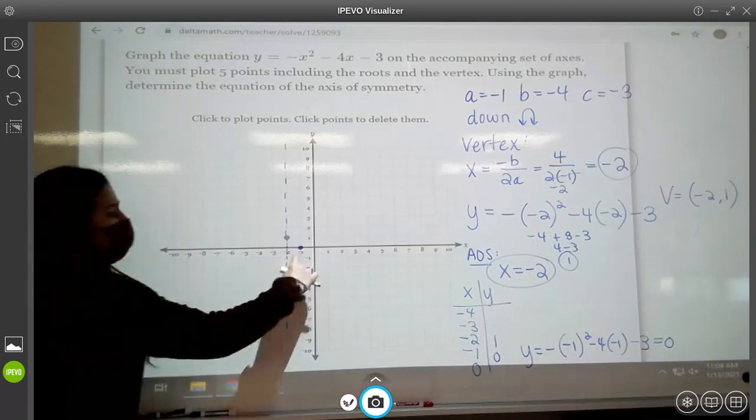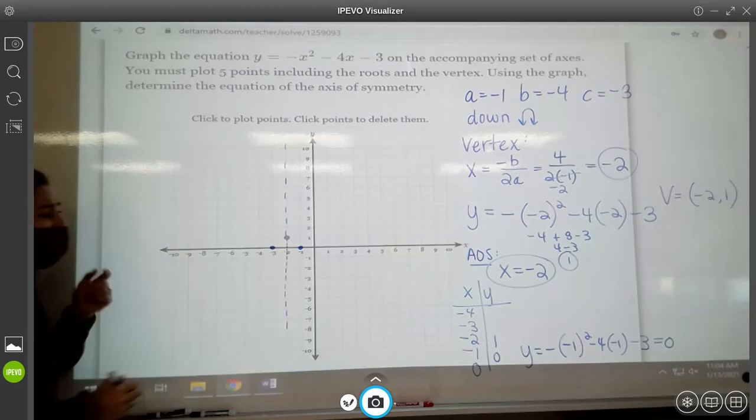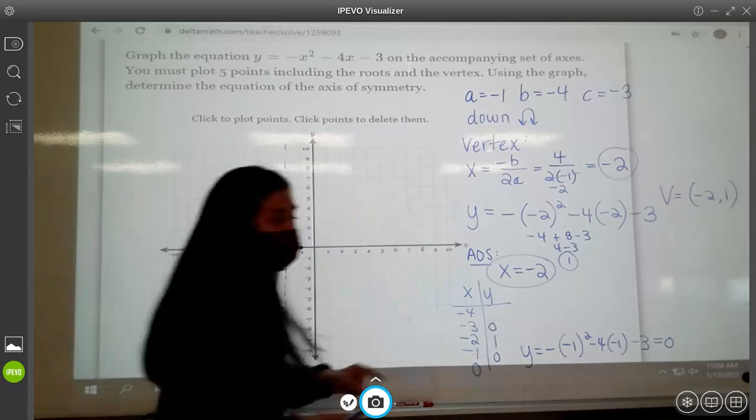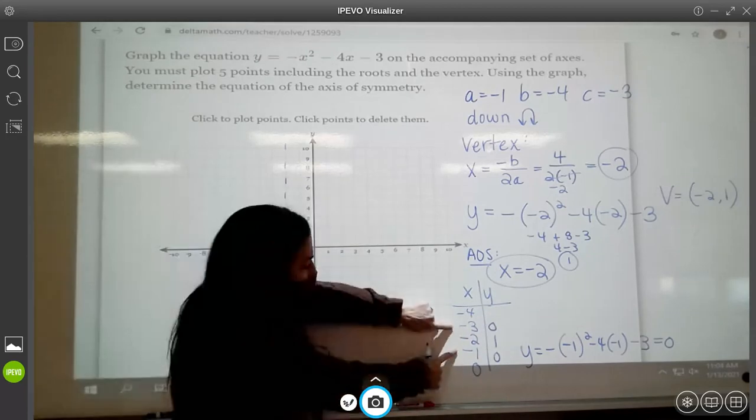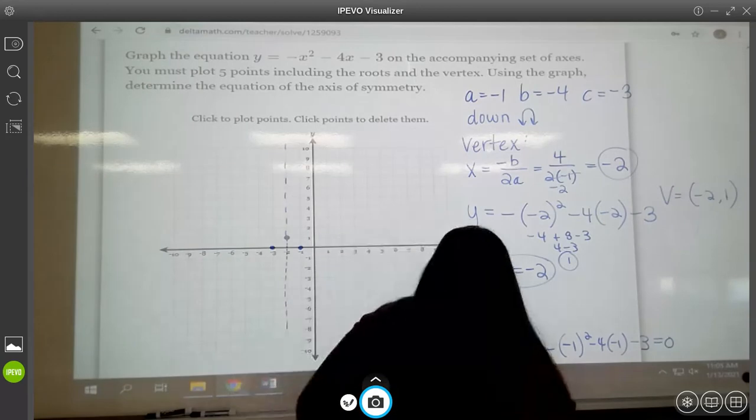So since he's 1 space away from the AOS, 1 space away on the other side is that matching point. So that means anybody who plugged -3 in would have also got 0 to come out, right? There's that matching on both sides. All right, let me plug 0 in, and I'll have my graph.